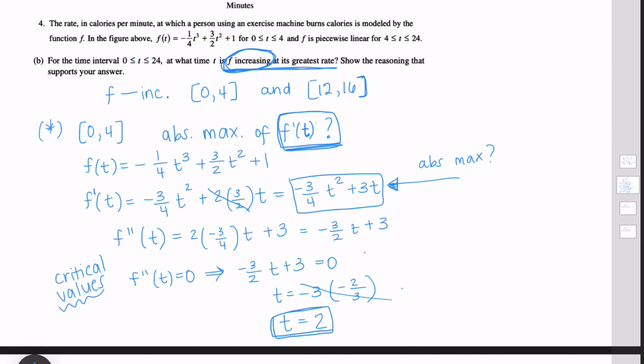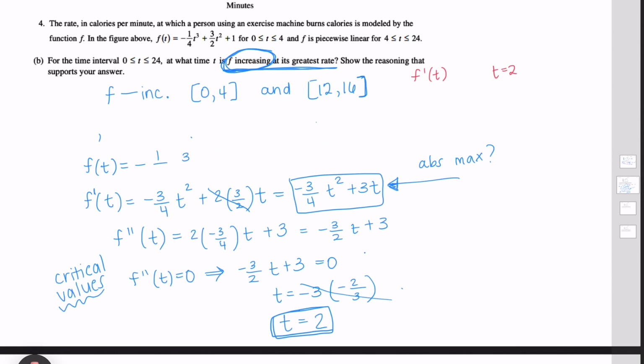However, remember, they asked us to look at the places where f is increasing and determine the absolute max there. We have two intervals, the other one being from 12 to 16, so that's what we'll check next. And since they're asking us for an absolute maximum, although a bit indirectly, right, because they asked for the greatest rate, but that's really the absolute maximum. So we know that at some point we'll have to plug in our critical values into the function, into f prime of t. I'll make a list up here, and so far we have that t equals 2.